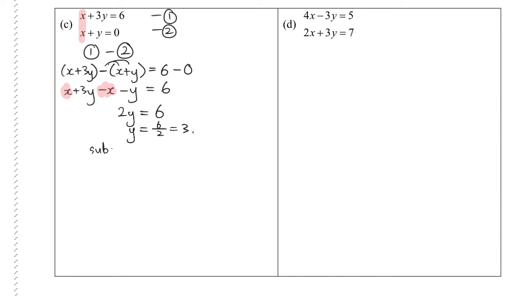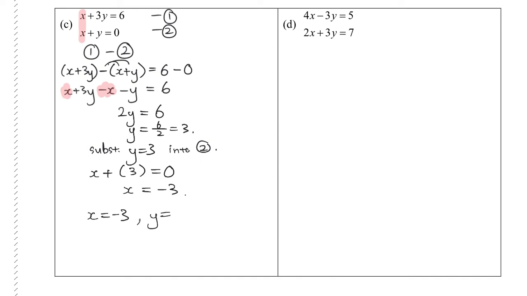Now place the value of y back into either 1 or 2, your choice. I'll put it into 2. What we will have is x plus y, which now takes on the value of 3, equals 0. So therefore, x must be the value of negative 3. And we are done. Rounding it off, x is negative 3 and y is 3.